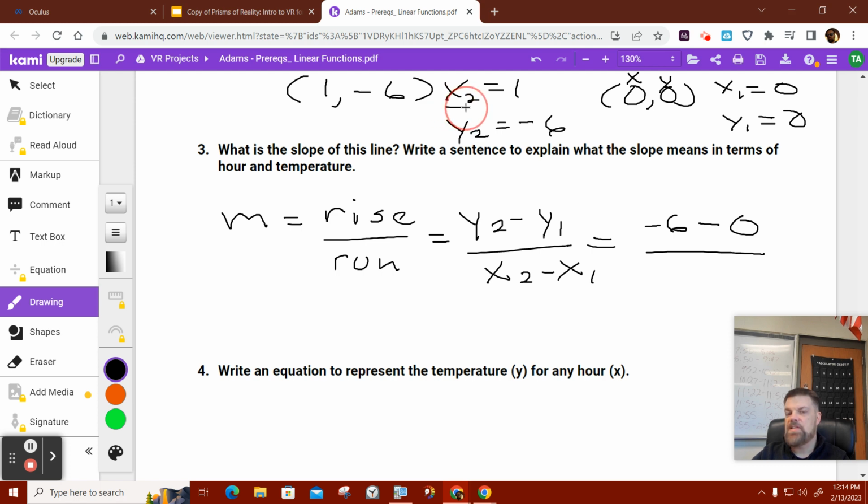Look. X sub 2 equals... 1. There it is. Whew. All right. So then if we do the math, I get negative 6 over 1. Negative 6 over 1 is just negative 6. So m is equal to negative 6.